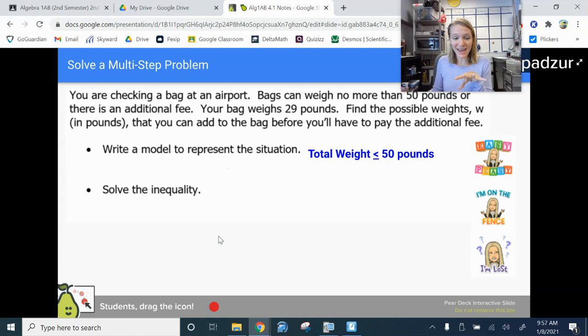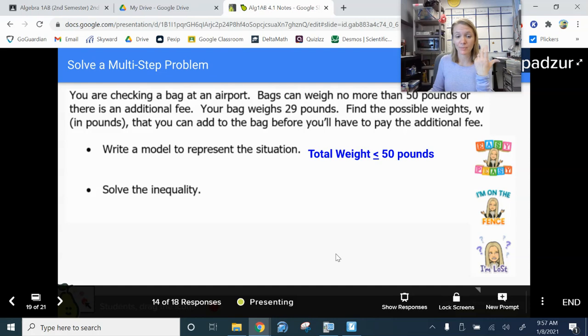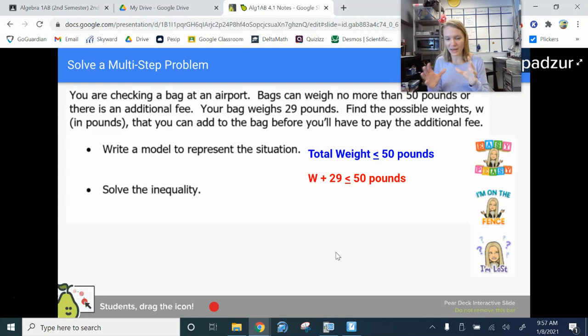Okay, so then it says your total is 29 pounds right now. So whatever weight you add to the bag, plus that 29 pounds, still has to give us a total weight less than or equal to 50. So that's where the inequality comes from. You could do W plus 29 or 29 plus W, depending on how you see that. So that's our inequality, and then we want to solve it. To solve it, we would just subtract our 29 from both sides. That would give us a solution of W less than or equal to 21 pounds.